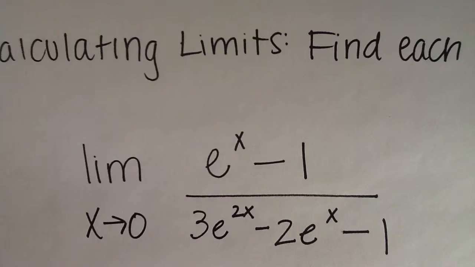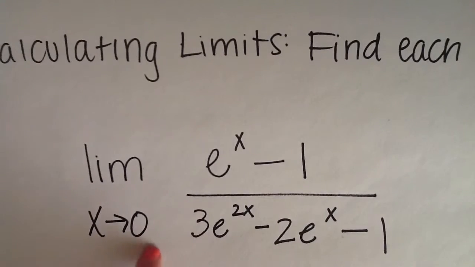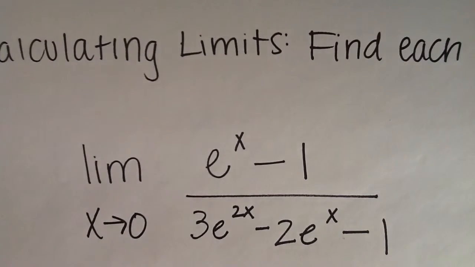The directions say to find each limit by hand. So our problem is the limit as x approaches 0 of (e^x - 1) over (3e^(2x) - 2e^x - 1). The first step that we're going to do when trying to find a limit for any function is direct substitution. What that means is we're going to take what x approaches, and in this case x approaches 0, and substitute that for all the x's in the function.